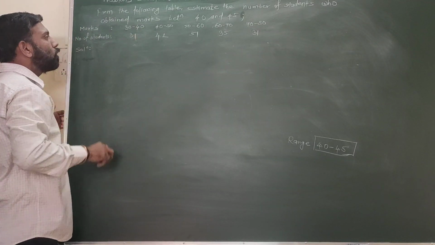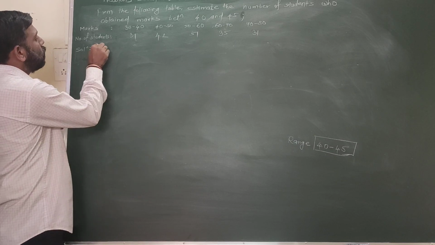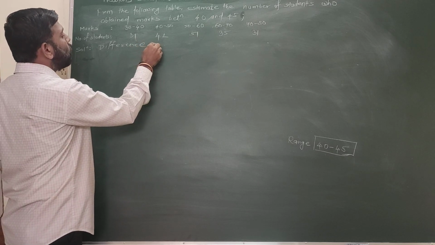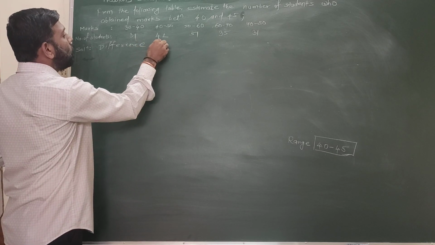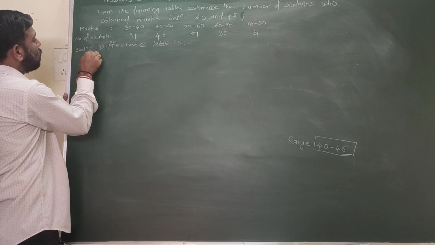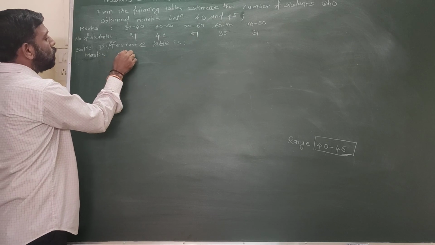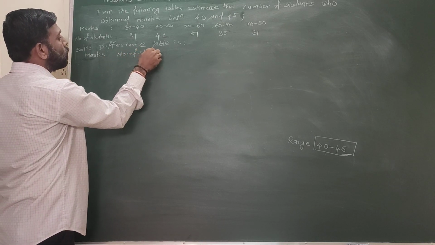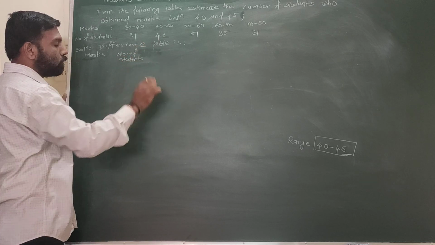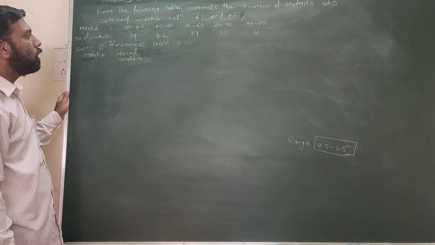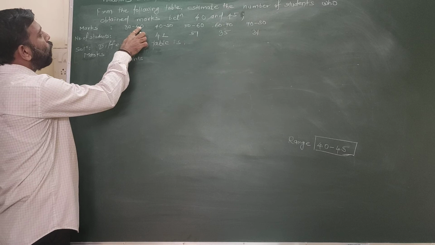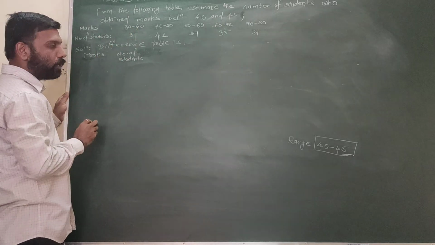Now initially this is grouped data, or it is in the range. We'll put this in an ungrouped form. The difference table is: marks, number of students. But we have to first understand this, and then we are able to put the data here. Marks 30 to 40, there are 31 students.